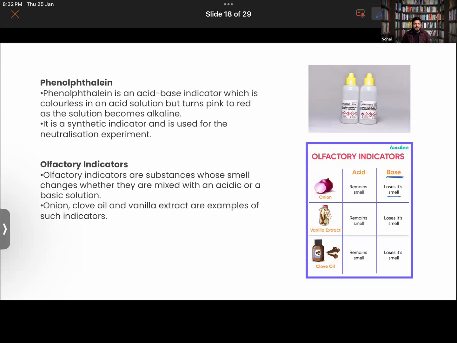You continue from here. We have several indicators to test for an acid or a base, right? For example... Do you have to write all of this again? No, there's no need to write all of this again. We are just revising it. Okay, sir.